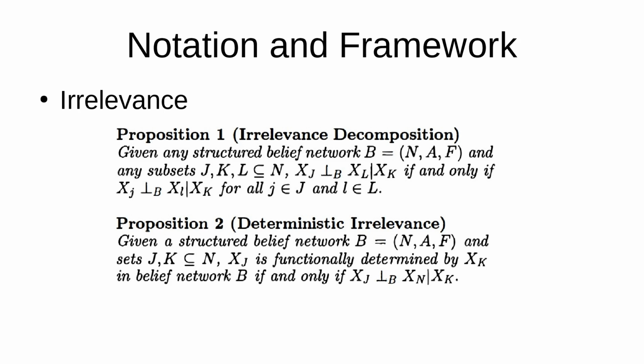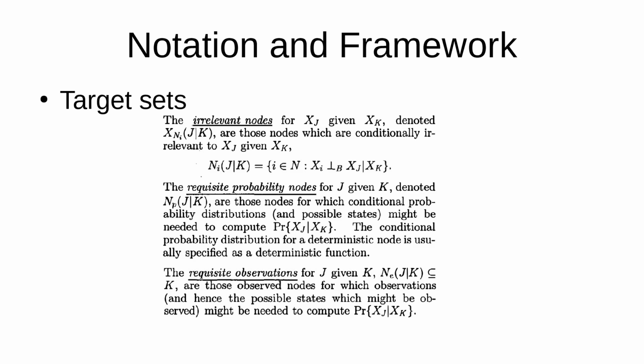The section on target sets defines important sets in belief networks and influence diagrams that need efficient computation. The following discussion assumes the objective of computing the probability of xj given xk. The first set is the irrelevant nodes for xj given xk. It is represented as N_IJ|K, which refers to nodes that are conditionally irrelevant to xj given xk.